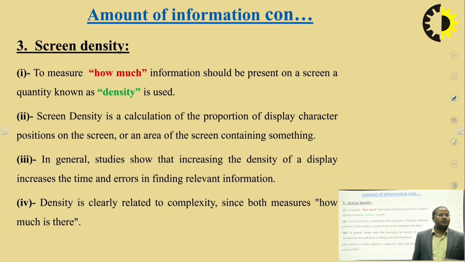Screen density. To measure how much information is present on a screen, a quantity known as density is used. Screen density is a calculation of the proportion of display character positions on the screen, or an area of the screen, containing something. In general, studies show that increasing the density of a display increases the time and errors in finding relevant information. If we increase the density value, then complexity and search time will increase. Density is clearly related to complexity since both measure how much is there.